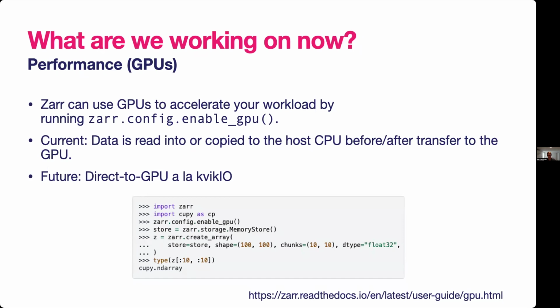There's certainly more to do here. Right now, data is still read or copied through the host CPU, but there's a route we can take that will eventually get us towards quick IO direct to GPU or direct from GPU, which will make this even faster. So this is really exciting, and for AI and ML applications, this is going to be really impactful.